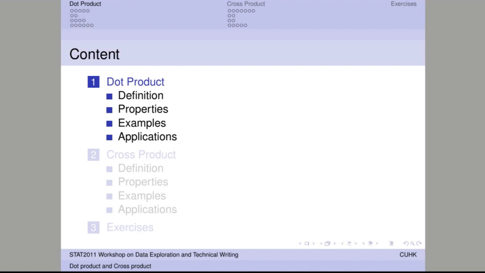We have two types of multiplication for vectors: dot product and cross product. We will first go through some definitions and examples. At the end, there will be some exercise for practice. Now, let's have a look at dot product first.